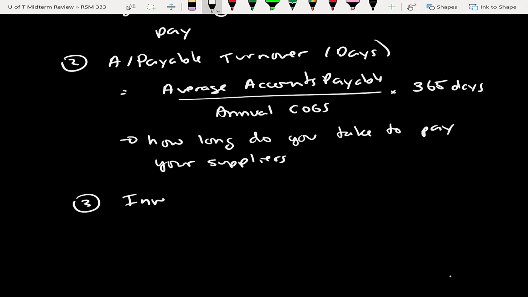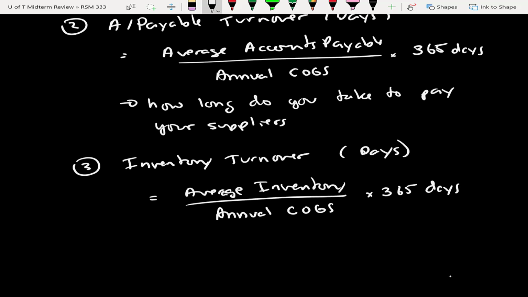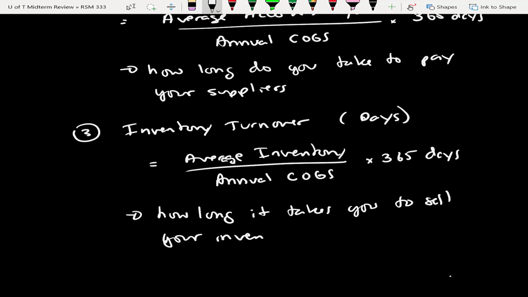And the third one is inventory turnover, also measured in days. And this is your average inventory during the year divided by the annual cost of goods sold times 365 days. And this is telling you how long it takes you to sell your inventory. So naturally, you want to keep this as low as possible as well, because the quicker you sell your inventory, the more cash you will be generating. You don't want it sitting around for an excessive period of time.